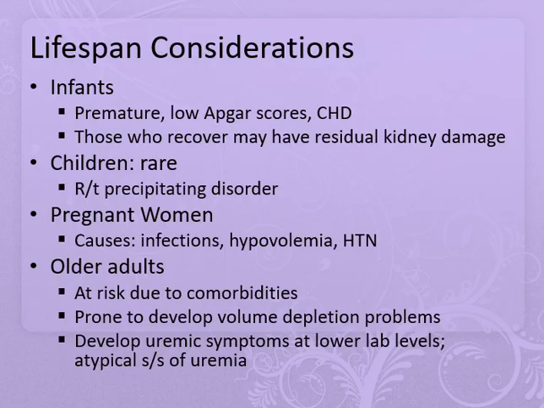Lifespan considerations. So for infants, it's really who's at high risk: your preemies, low APGAR scores, babies with congenital heart defects. Those who recover may have some residual kidney damage and compromised kidney function. Children and adolescents, it's really pretty rare. It's usually related to some precipitating disorder.